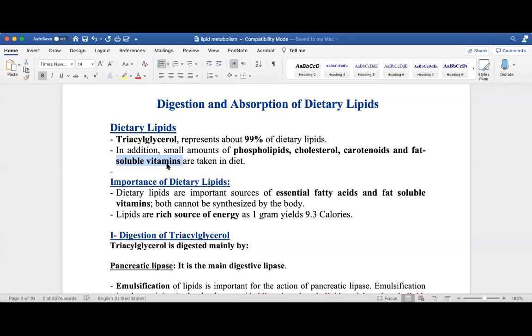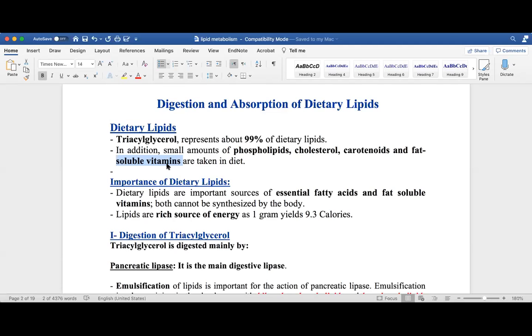So if you don't have digestion of lipids, these vitamins will not be absorbed and their deficiency leads to certain diseases. So it's very important to digest dietary lipids to facilitate absorption of lipids, which includes fat-soluble vitamins or lipid derivatives.